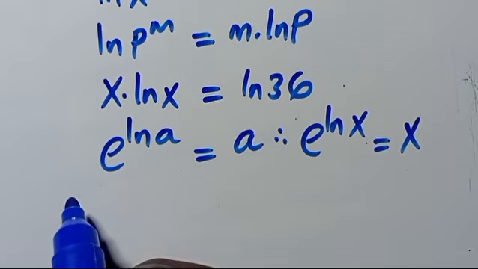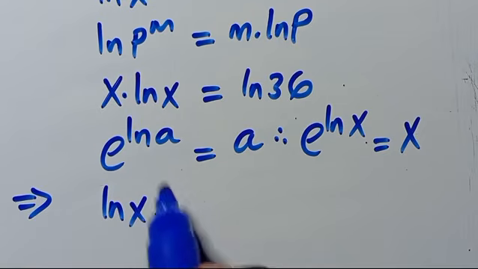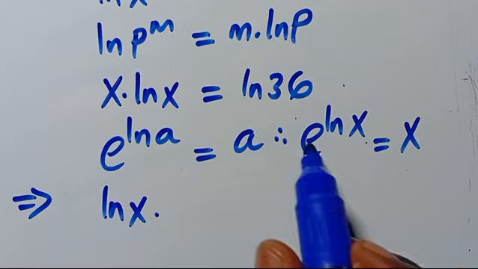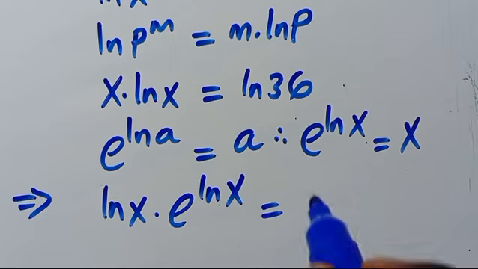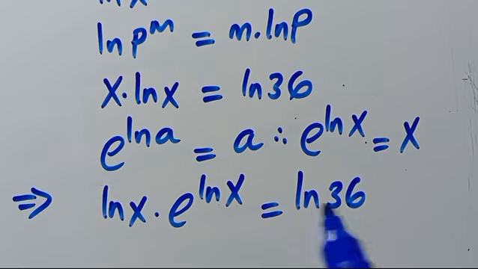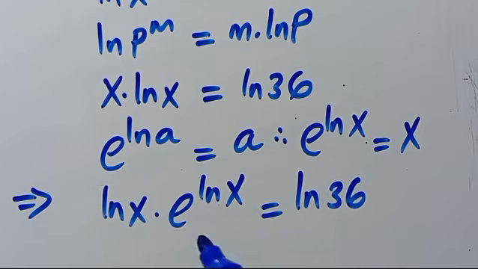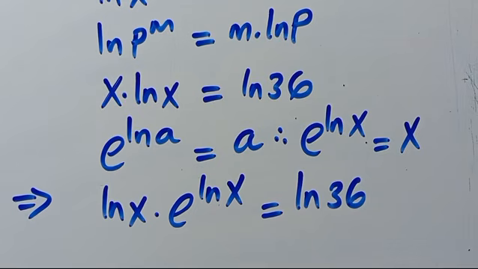So we are going to have ln of x times, then instead of writing this x, we are going to have e to the power of ln of x, equals ln of 36. Then mind you, here is the point where we are going to apply the Lambert W function. And here is the reason.